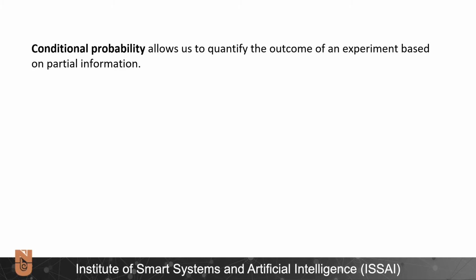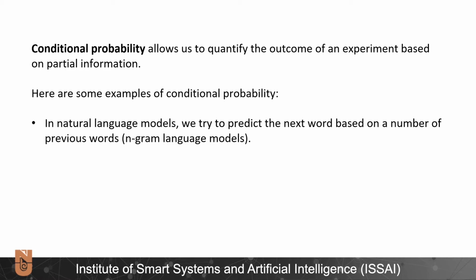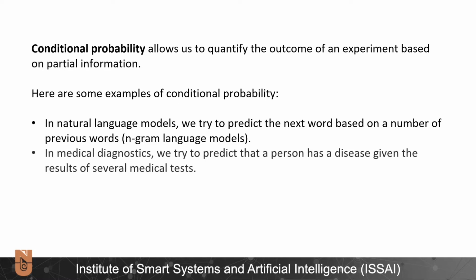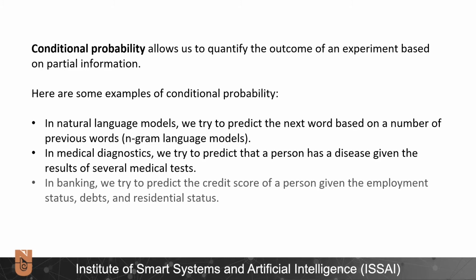Conditional probability allows us to quantify the outcome of an experiment based on partial information. Here are some examples of conditional probability. In natural language models, we try to predict the next word based on a number of previous words, n-gram language models. In medical diagnostics, we try to predict that a person has a disease given the result of several medical tests. In banking, we try to predict the credit score of a person given the employment status, debts, and the residential status.